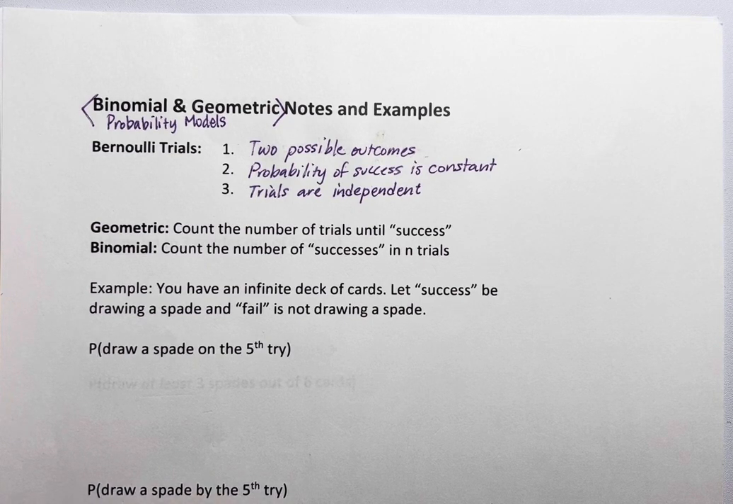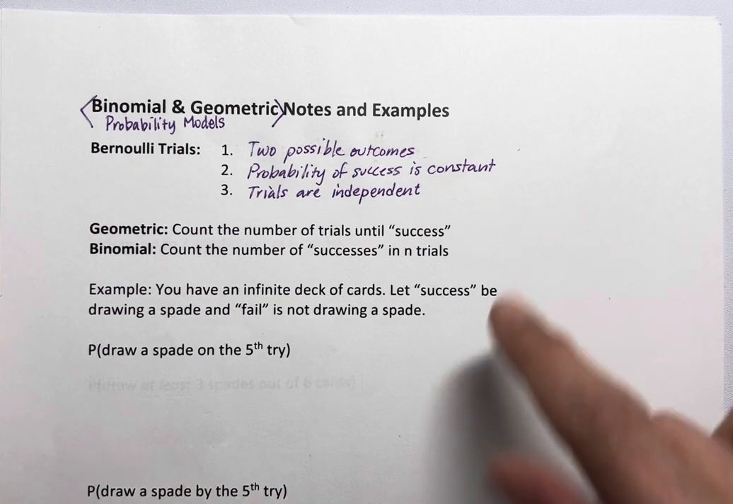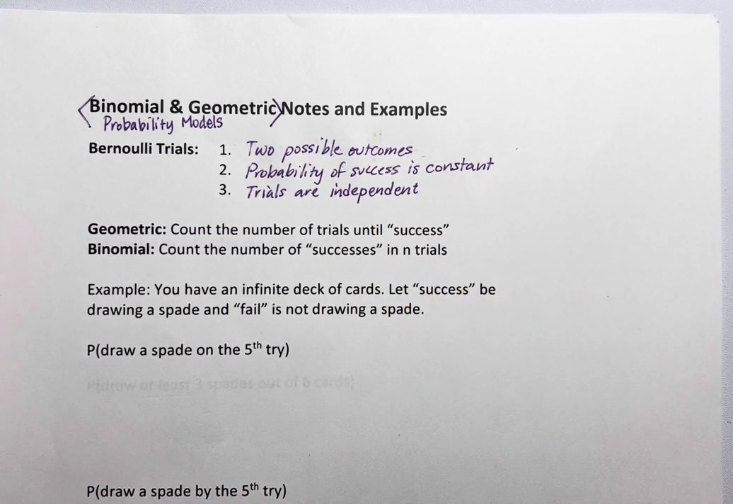So we're looking at binomial and geometric probability models. Both of these use what are called Bernoulli trials. In a Bernoulli trial, you have three requirements. Two possible outcomes. Oddly enough, we just call them success and fail. And sometimes it might mean success equals getting a disease and fail means not getting it. It's kind of weird that way. The probability of success is constant, and then also trials are independent.